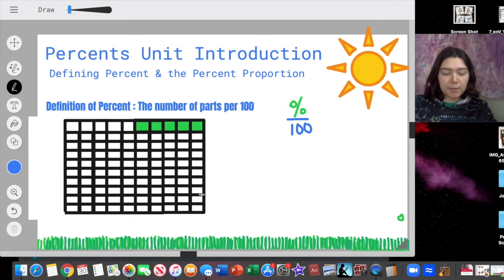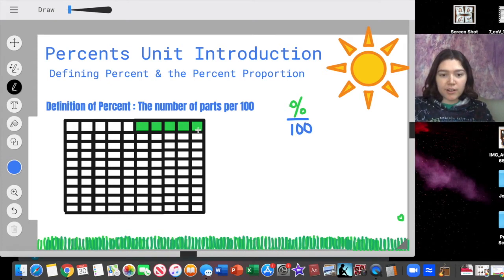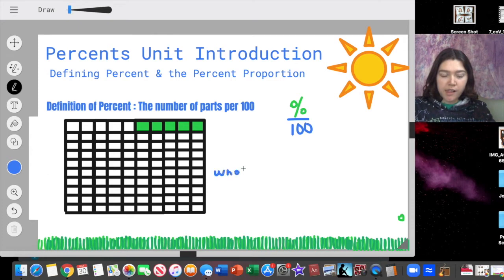Okay, so looking at my picture here I have 100 parts. That's my whole, 100 different parts. Imagine all these white rectangles are the same. They need to be equal parts. So I have 1, 2, 3, 4, 5, 6, 7, 8, 9, 10 columns across, and 1, 2, 3, 4, 5, 6, 7, 8, 9, 10 rows. So if I think about my whole, that's going to be 100. I have 100 parts. That's my total.